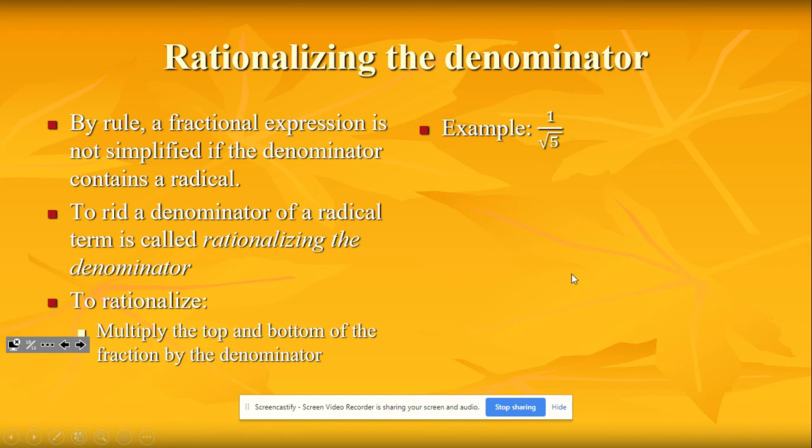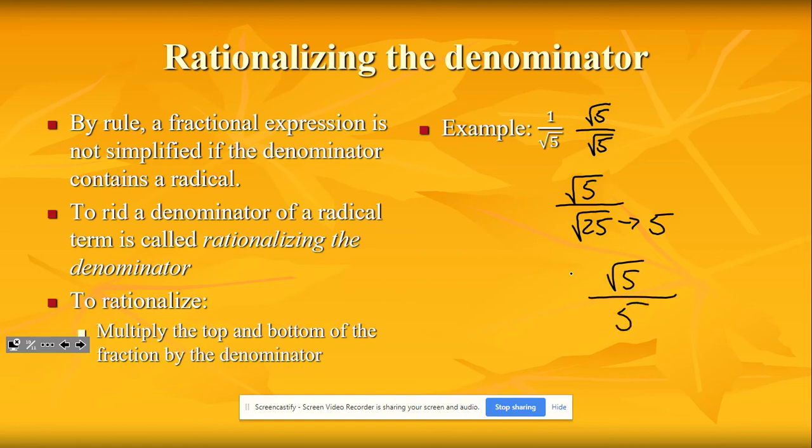Here's an example. 1 over radical 5. To rationalize it, I want to multiply the top and the bottom by radical 5. Multiplying that gives me radical 5 over radical 25. But radical 25 can be simplified to 5. So my final answer is radical 5 over 5. Now those two 5's cannot be canceled because of the radical sign on top. That is your final answer.